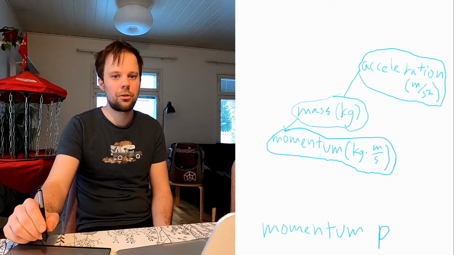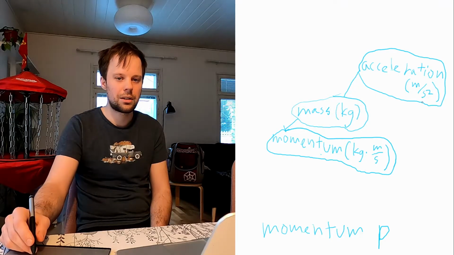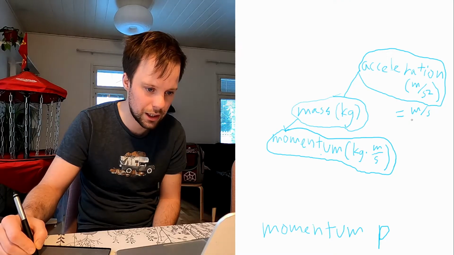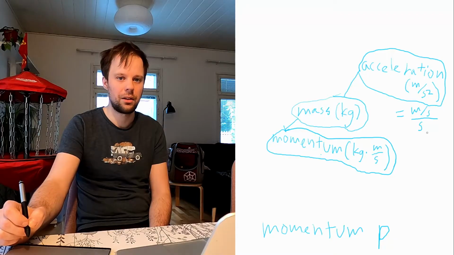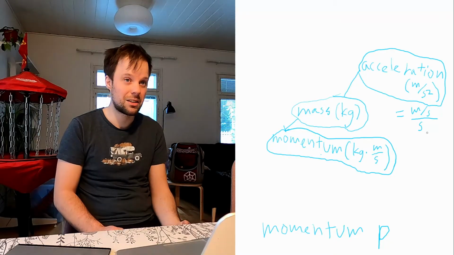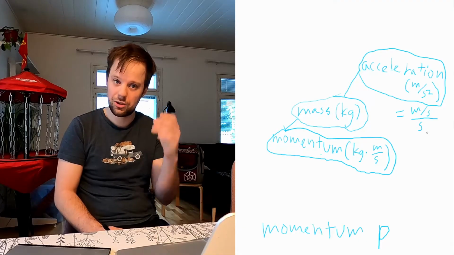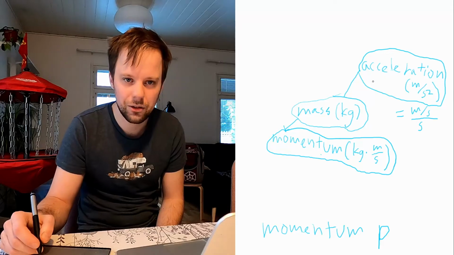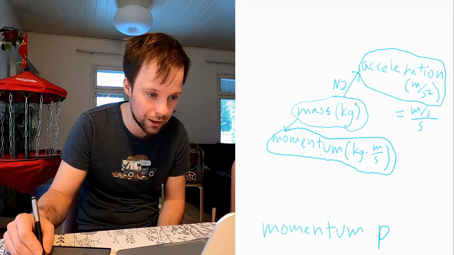Okay, so the next concept will be acceleration. And the unit for it is meter per second squared. You can also write the same thing like this: meters per second per second. So let's say the acceleration is 10 meters per second squared. It means that velocity changes 10 meters per second per second. Of course, acceleration doesn't really have mass in it, but we need something else here.